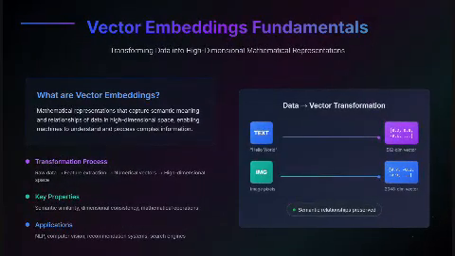Vector embeddings fundamentals, transforming data into high-dimensional mathematical representations. The real breakthrough came with vector embeddings. So what is an embedding? Embeddings are numerical representations of data like text, images, or audio that capture semantic meaning. Words or items with similar meaning end up close together in vector space. For example, king and queen are near each other, while cat and kitten also share proximity.